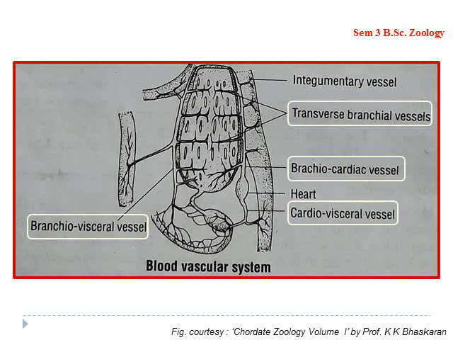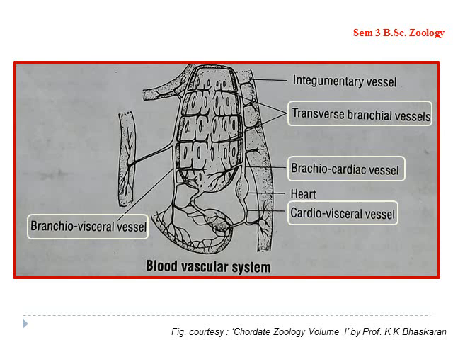Now the brachiocardiac vessel runs towards the anterior end below the endostyle, closer to the endostyle. You can see in the figure there is the endostyle marked very close to the brachiocardiac vessel, isn't it? Now it passes just below the branchial sac, closer to the endostyle. And while it is running below the endostyle, it gives off numerous paired branches to the transverse branchial bars. And these vessels are known as transverse branchial vessels.